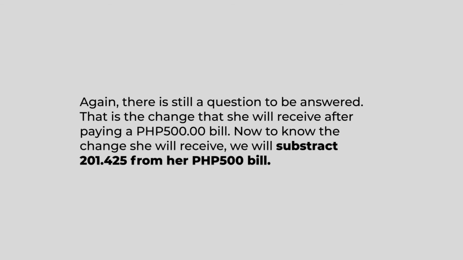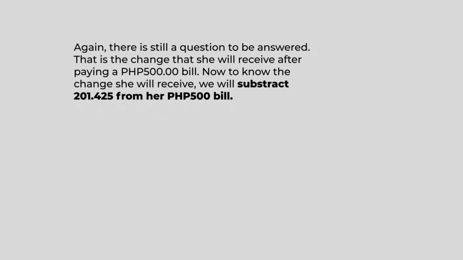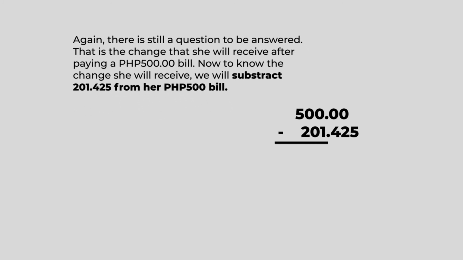Again, there is still a question to be answered. That is the change that she will receive after paying the 500 peso bill. To know the change she received, we will subtract 201 and 425 thousandths from her 500 peso bill. 500 minus 201 and 425 thousandths. We will add with zeros. 500 minus 201 and 425 thousandths is equal to 298 and 575 thousandths. Therefore, she received a change of 298 and 575 thousandths.